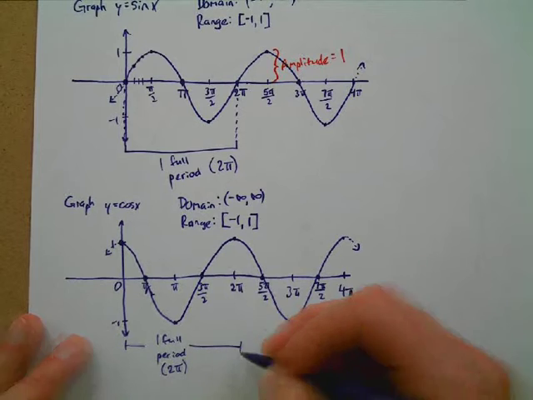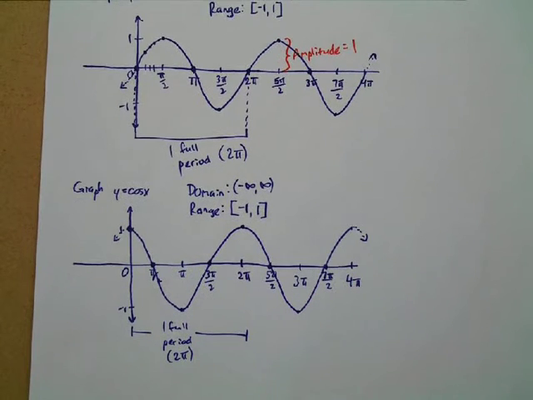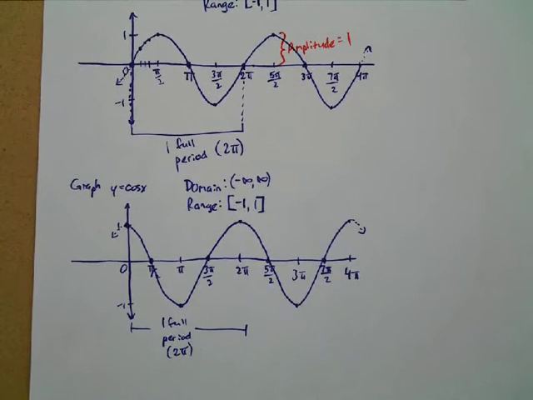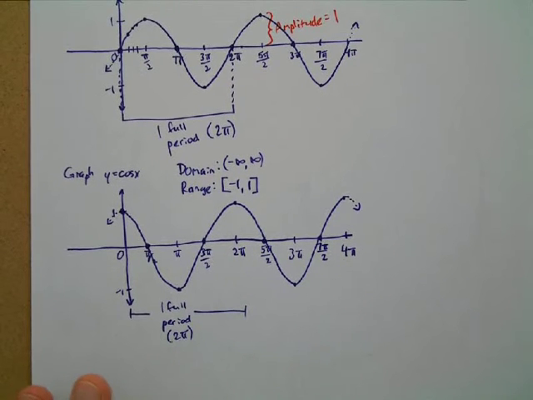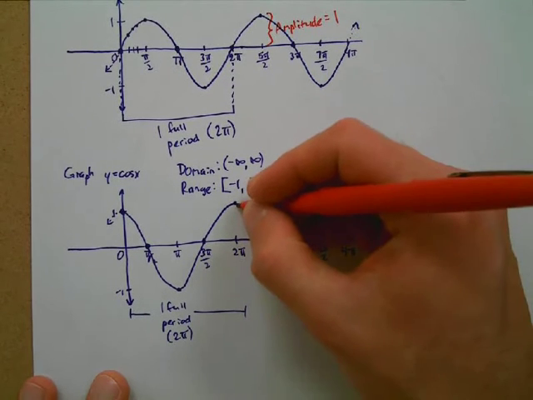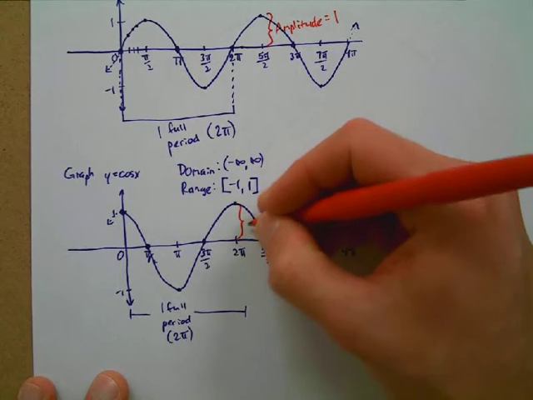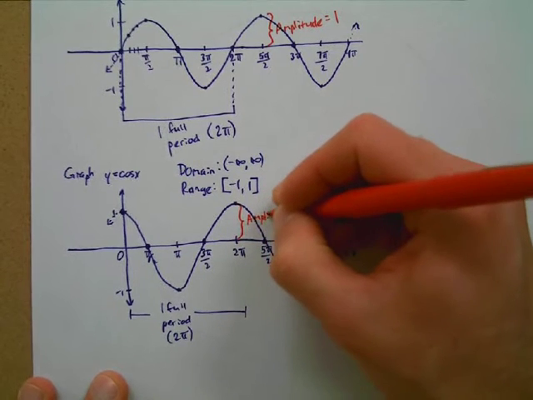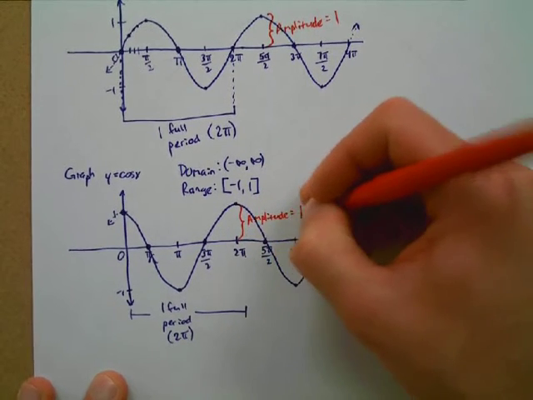What's the amplitude of this wave for cosine? What's the height of the wave? It's 1, right? Okay, so amplitude's also 1.